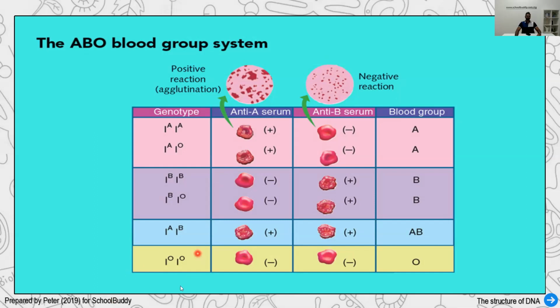And finally, for blood group O, they're going to have only the OO genotype. And since they do not have any antigen reacting toward it, even though you put anti-A and anti-B, there's not going to be any reaction. So a negative reaction takes place. So this is overall how a person's blood group can be determined when a person wants to know their blood grouping. So this is about ABO blood grouping.